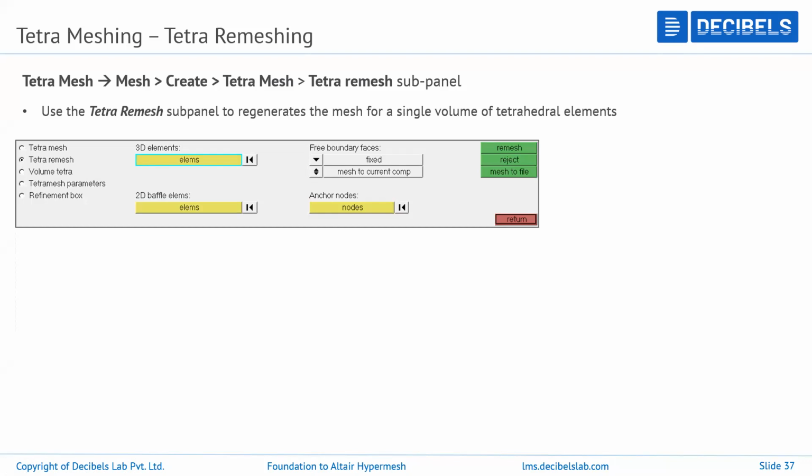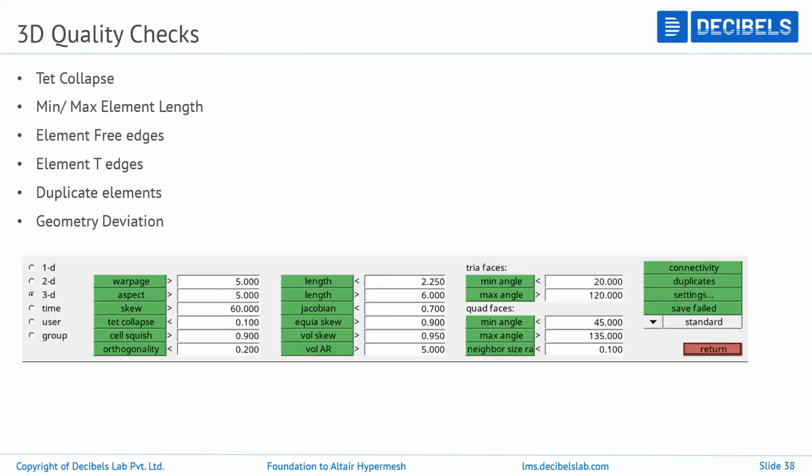But why we need to go for remeshing, I'll tell you. Before going to the remeshing, let's have a look into the quality checks. Likewise, how we did for the 2D elements, here also you need to check the quality for the 3D elements. What are the main quality checks we do for tetra elements? The major one is TET collapse. TET collapse means there is a defined formula.